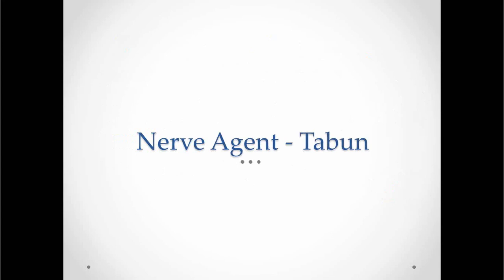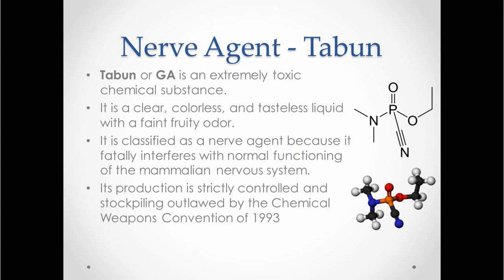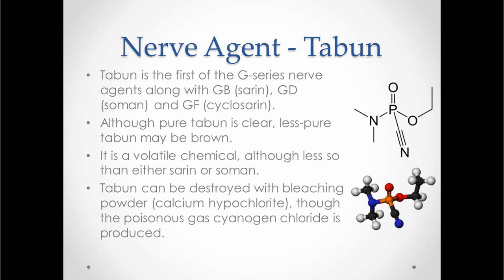Nerve agent, Tabun. Tabun, or GA, is an extremely toxic chemical substance. It is a clear, colorless, and tasteless liquid with a faint fruity odor. It is classified as a nerve agent because it fatally interferes with normal functioning of the mammalian nervous system. Its production is strictly controlled and stockpiling outlawed by the Chemical Weapons Convention of 1993. Tabun is the first of the G-series nerve agents, along with Sarin, Soman, and cyclosarin.